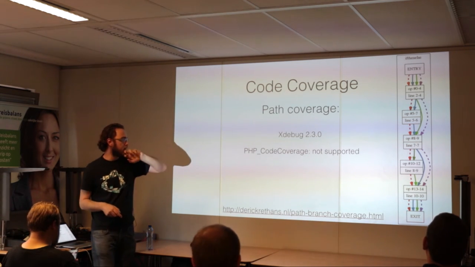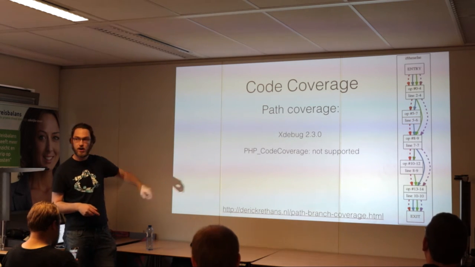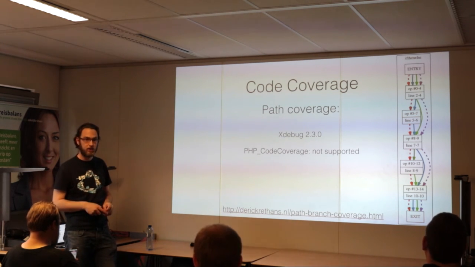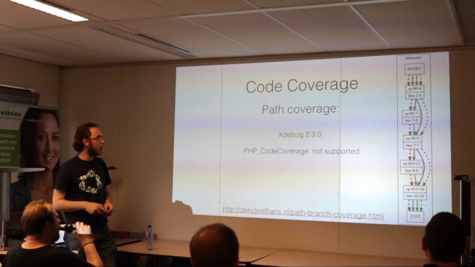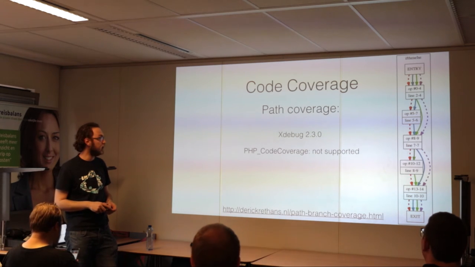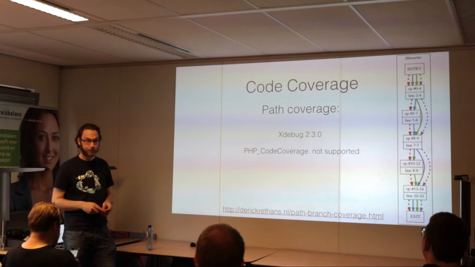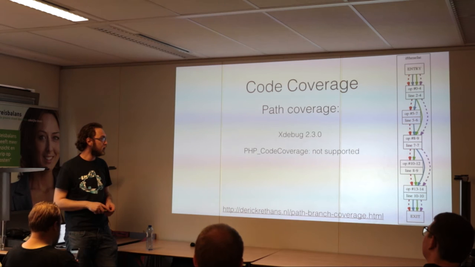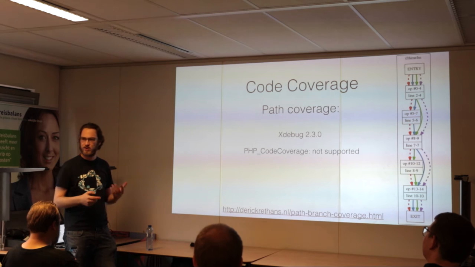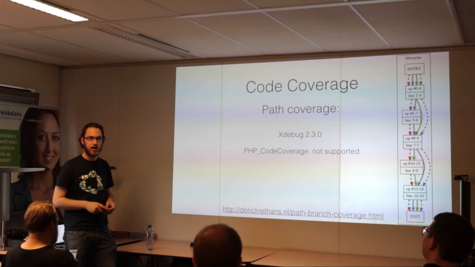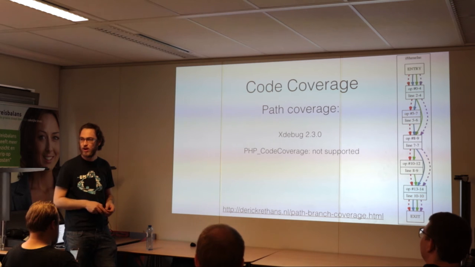I took this picture from a blog post from Derick Rethans. I saw him last year at PHP North West. He was talking about debugging past, present, and future. And he also said he was working on a nice new feature in Xdebug, which is path coverage. And path coverage is in Xdebug 2.3.0, but unfortunately PHP code coverage does not support it yet. And yeah, I was thinking about it. It's pretty complex to explain in a UI how all paths are triggered. You'd have to work with maybe different colors or something like that.